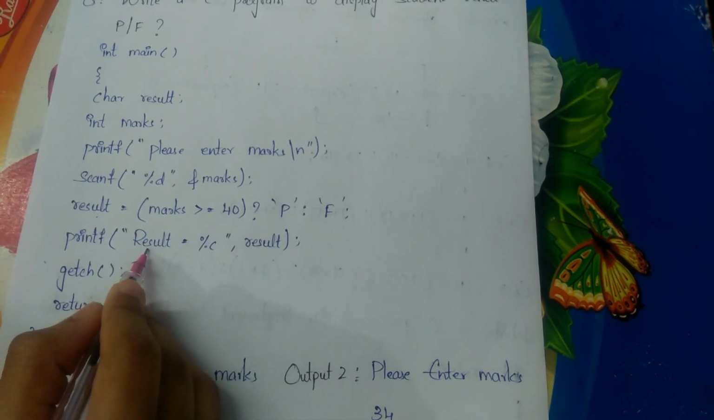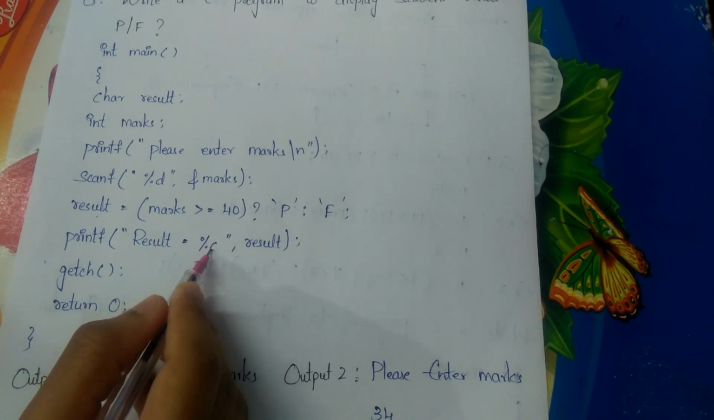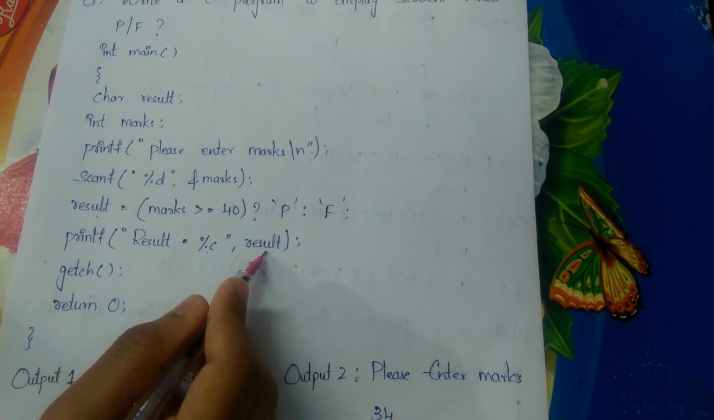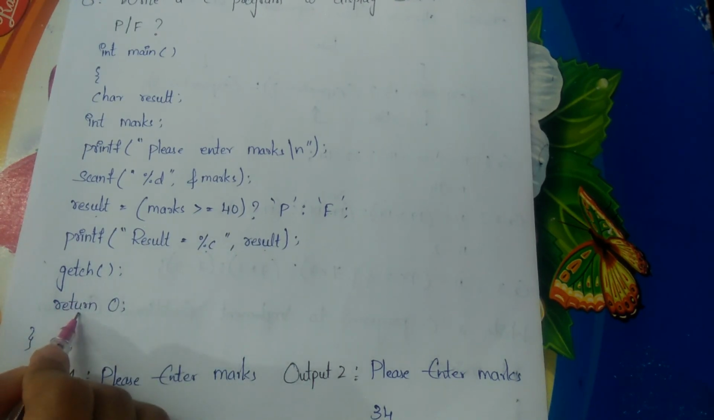So this is result equal to %c. For char we use the format specification %c, and this %c is for the result. Now getch and return 0.